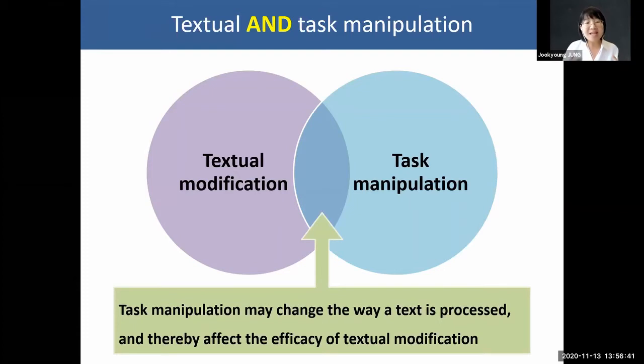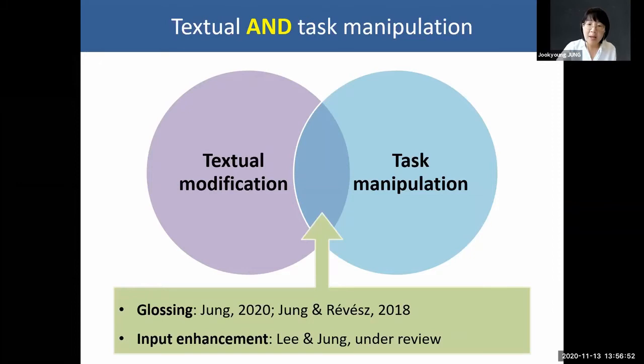So what I suggest is that task manipulation may change the way a text is processed and thereby affect the efficacy of textual modification. Indeed, I have explored this topic in my previous studies. For instance, in my studies with Reves, we examined the impact of glossing when it is embedded in different reading tasks. And more recently with Lee, I also examined if the impact of input enhancement would vary in two different reading tasks. So I will report the findings in this talk.